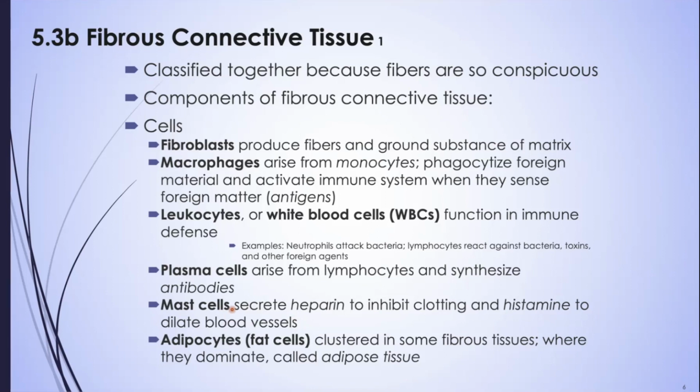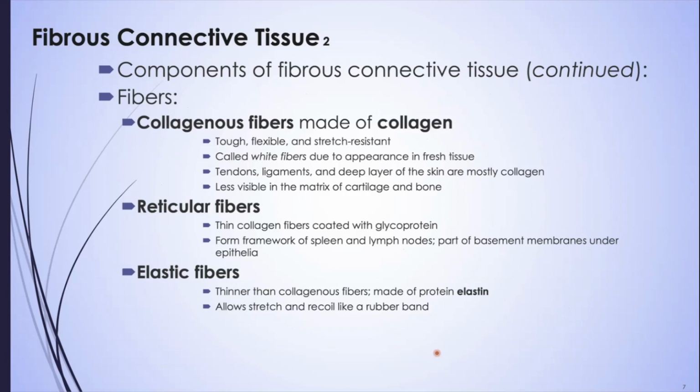Adipocytes. Adipocytes are going to be your fat cells. Your adipocytes are going to be clustered in some fibrous tissue. They're going to dominate that fibrous tissue, and we're going to call that tissue as a whole adipose tissue. No worries, we're going to go through every single one of them in these 30-some PowerPoint slides. Okay, so the components of the fibrous tissue, oh, I already said continue, my bad.